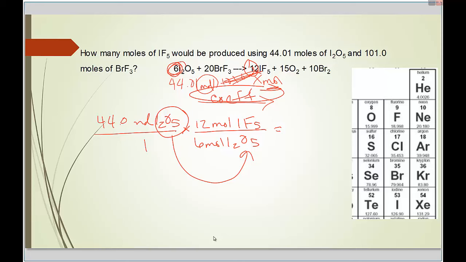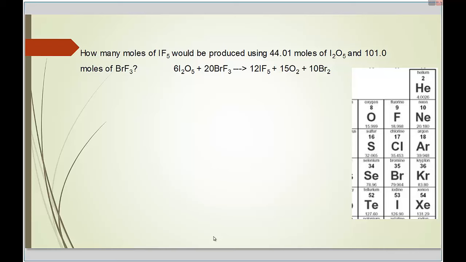So 44.0 times 12 divided by 6. That comes out to be 88.0 moles of IF5. Alright, so that's one option. Let's do the conversion of the next one. We now have 101.0, and we're still looking for the moles of IF5.